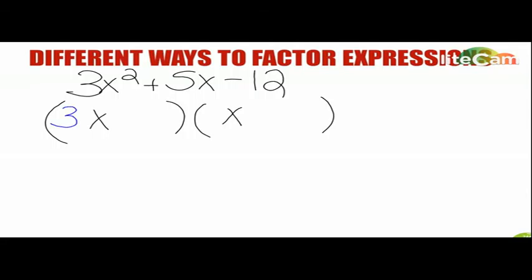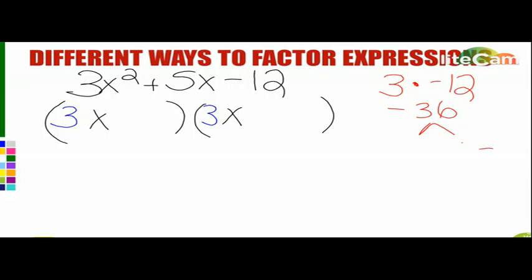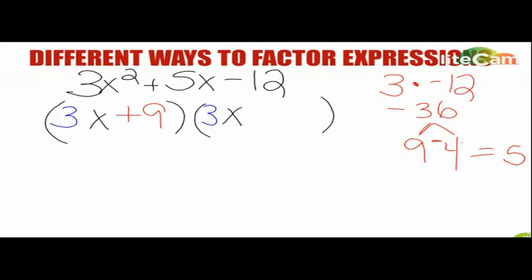Okay, last problem. I've put my 3x in the front. I've multiplied my 3 times the negative 12 in order to get negative 36. And I'm going to do the factors of 36. What are the factors of 36 that will add up to 5? A 9 and a negative 4. Okay? That'll give me a positive 5.